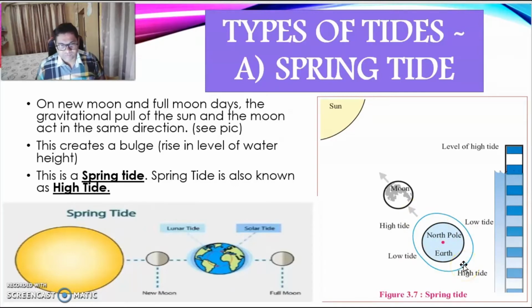bigger. This creates a bulge, a rise in the water level. This is called a spring tide. Spring tide is also known as high tide.